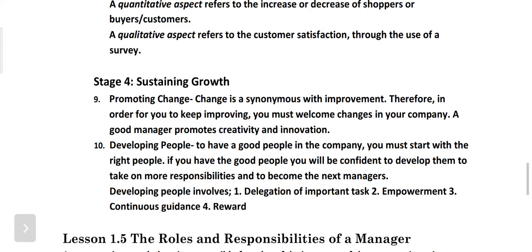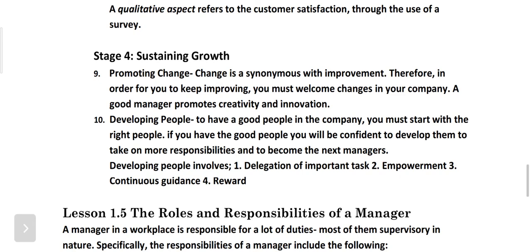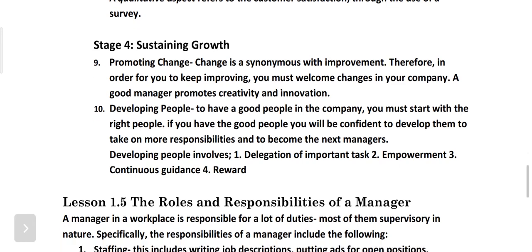Stage 4, sustaining growth, promoting change. Change is synonymous with improvement. So therefore, in order for you to keep improving, you must welcome changes in your company. A good manager promotes creativity and innovation. So the root word is change. You need to promote change as a manager.